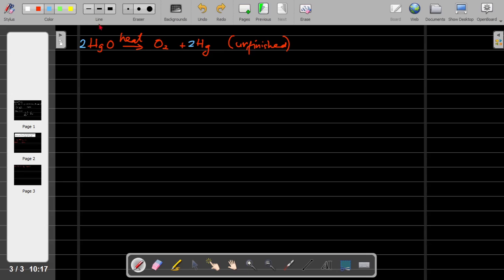Okay, now let's check it together. This is the reactant and this is the product. We have 2 Hg, and also in the product we have 2 Hg. Then we have 2 O on the left hand side, and also on the right hand side we have 2 O. So we have 2 oxygen here. Everything is similar, and we get the finished equation.